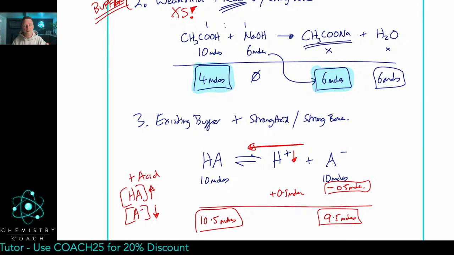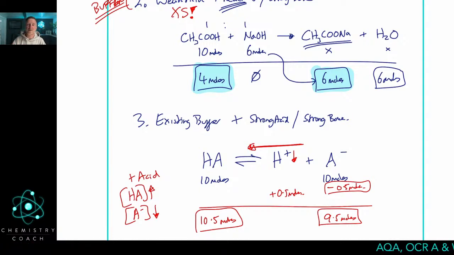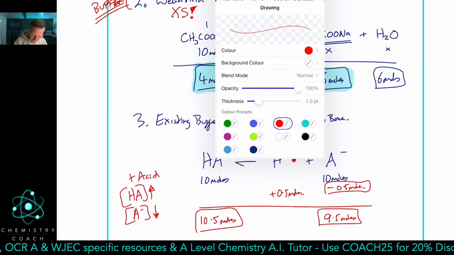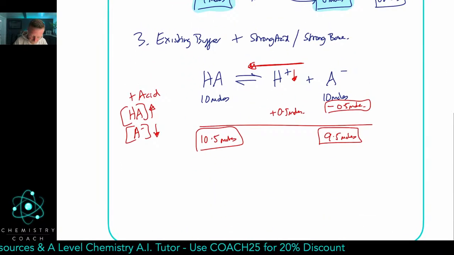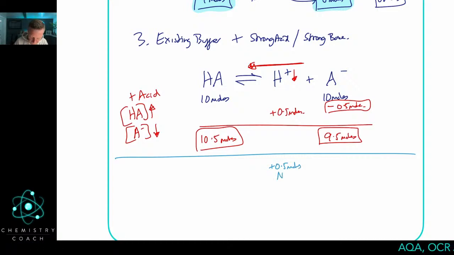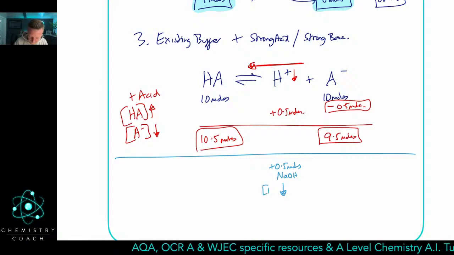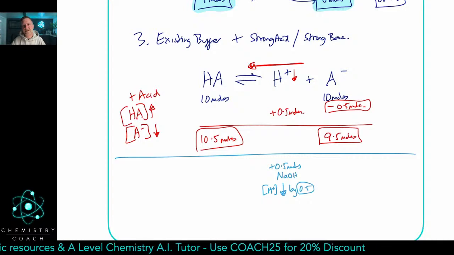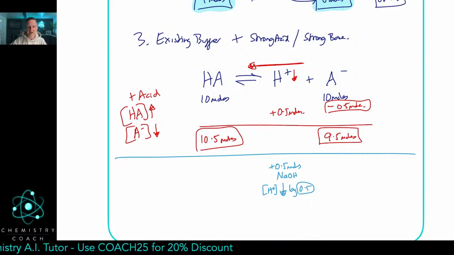So your HA is going to go up by the same amount of moles of acid that you've added, and your A minus is going to go down by that because it gets used to reassociate with the hydrogen ions to produce the HA. Now, of course, I'm pretty sure you're going to be ahead of me here, but when it comes to a base, so if we add 0.5 moles of NaOH, let's say, our hydrogen ion concentration is going to go down by 0.5 moles. Now, of course, Le Chatelier's is going to oppose that. It's going to want to bring it back up.